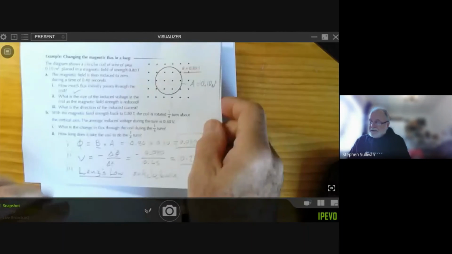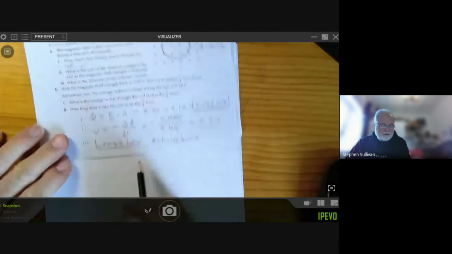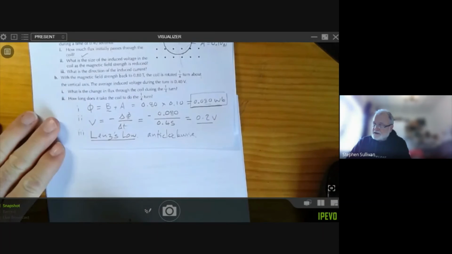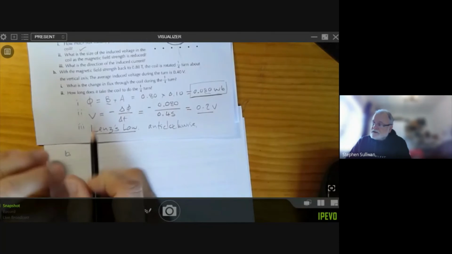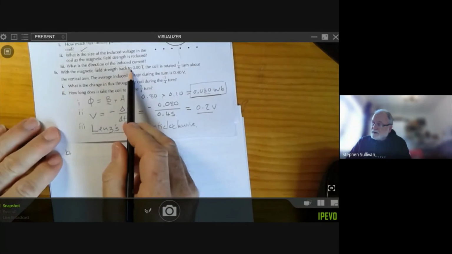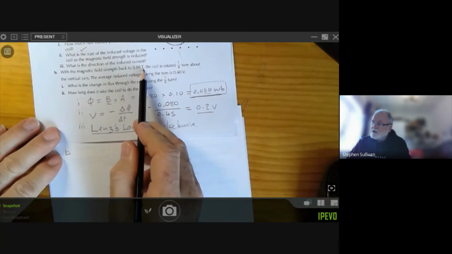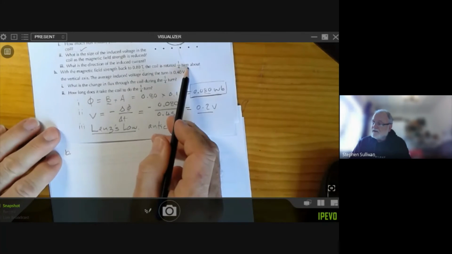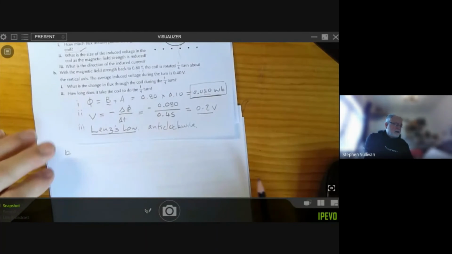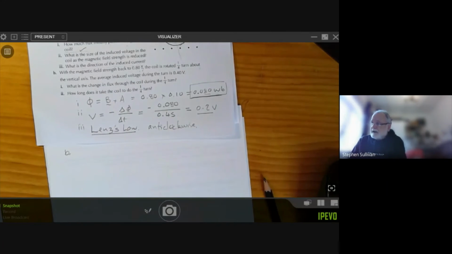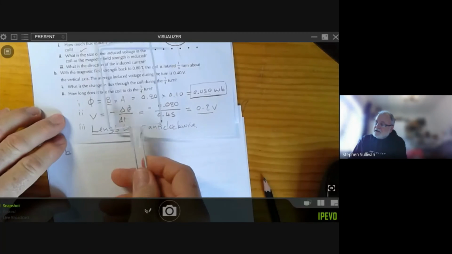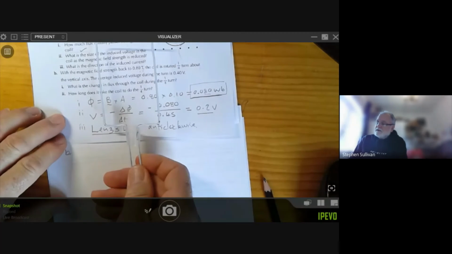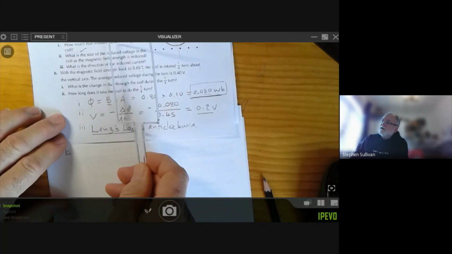Lenz's law, B, and we'll just finish this off, and if there's any questions, I'll answer them, otherwise we'll disappear. B, with the magnetic field strength back to 0.8 Tesla, the coil is now rotated a quarter of a turn about the vertical axis. So that's the same as we had before with my little rectangular coil. It's rotated a quarter of a turn.